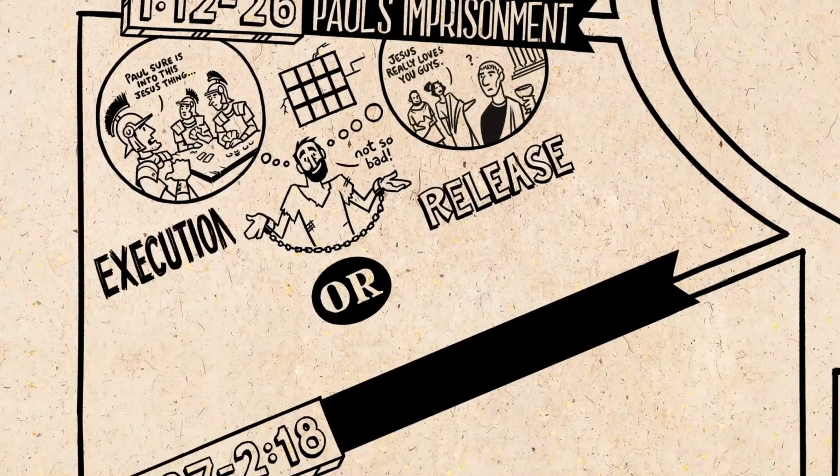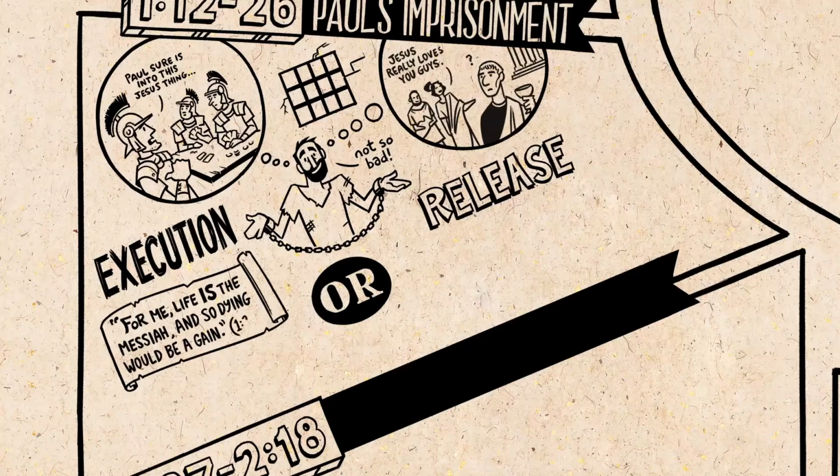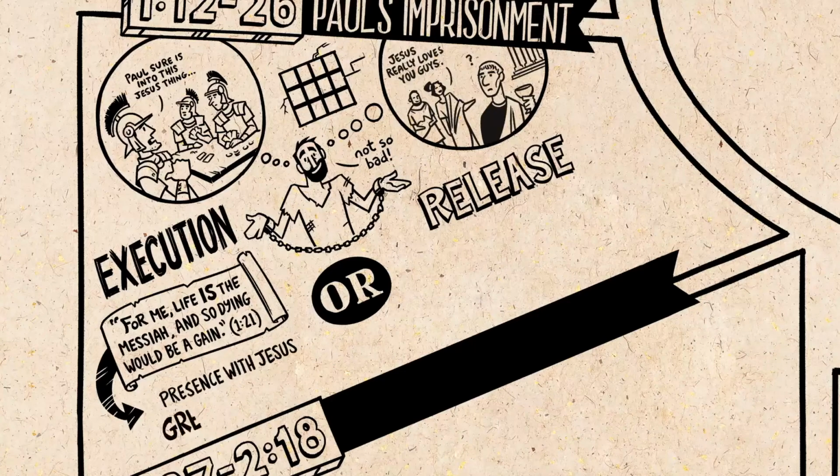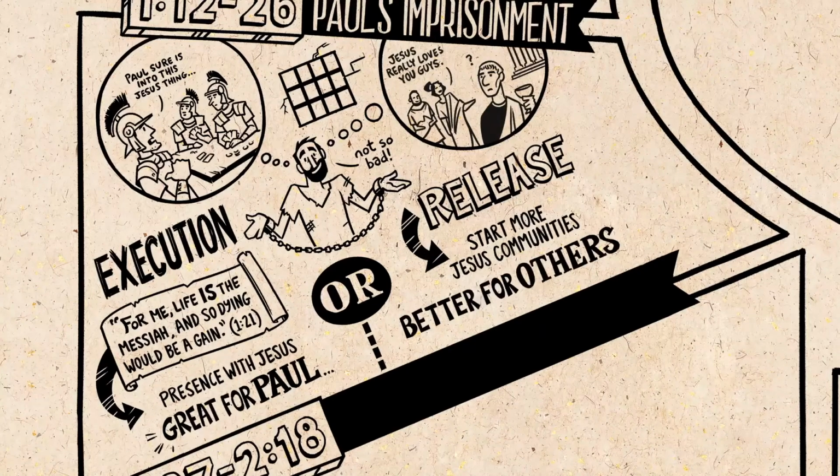And as he reflects on it, that actually wouldn't be so bad, because for me, Paul says, life is the Messiah. And so dying would be a gain. For Paul, his life in the present and in the future, it's defined by the life and love of Jesus for him. And so if he's executed, that means he'll be present with Jesus, which would be great for him. And if he's released, well, that would mean he could keep working to start more Jesus communities, which would be better for other people. And so that's what he hopes for.